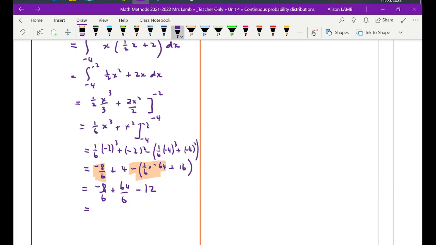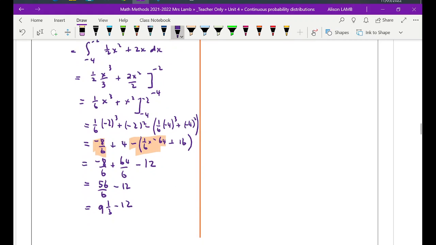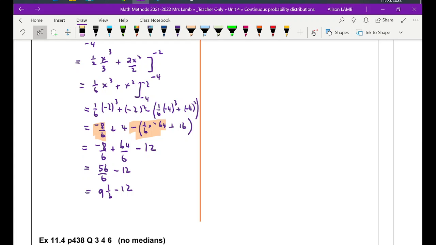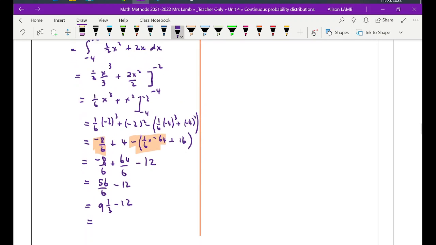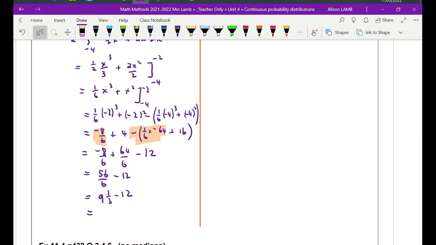If we take 8 away from 64, that leaves us with 56/6. And how many times does 6 go into 56? 6 9s are 54. So 9 and 2/6, or 9 and a third. I definitely think this kind of thing you'll be using a calculator for, and we could have just put this straight into our calculator without actually doing the calculus. But I thought it's a good bit of revision of calculus anyway.